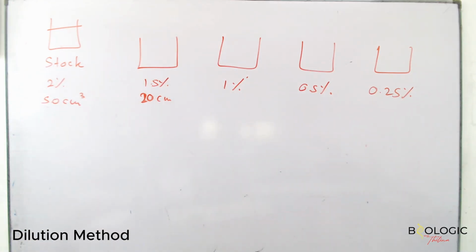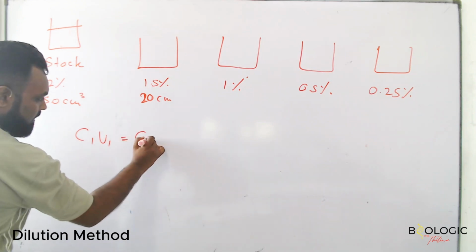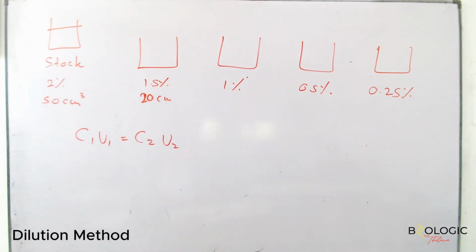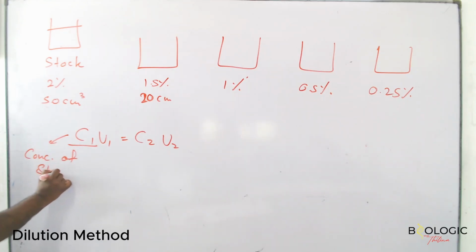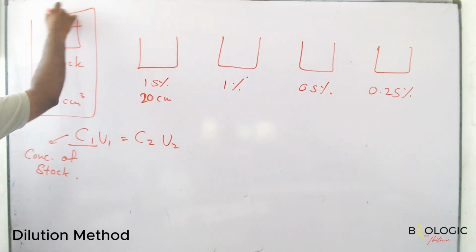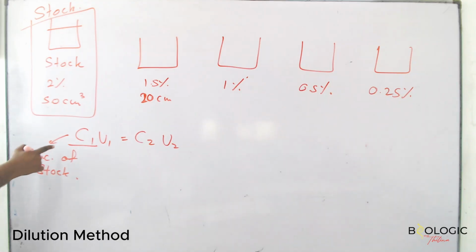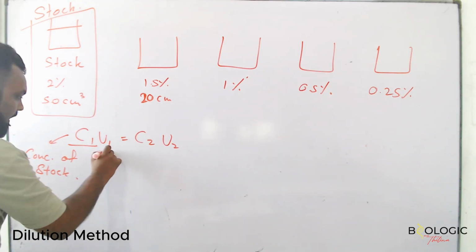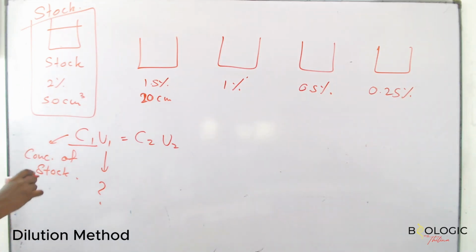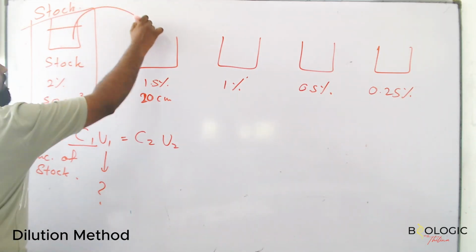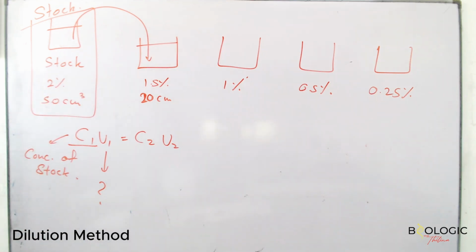Remember this equation. C1 V1 equals C2 V2. This is the easiest way to prepare the dilution. First C1. C1 is the concentration of the stock solution, which means this. This is the stock. That means the example that is given. C1 is the concentration of stock solution. V1 is the one we need to find out. That means which volume from this one we need to add to this in order to prepare this. Always V1 is the question. That's why I put a question mark there. We need to find out V1.